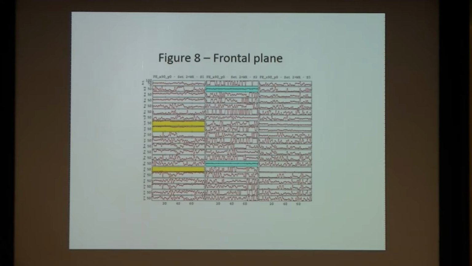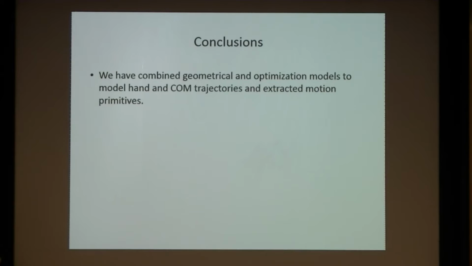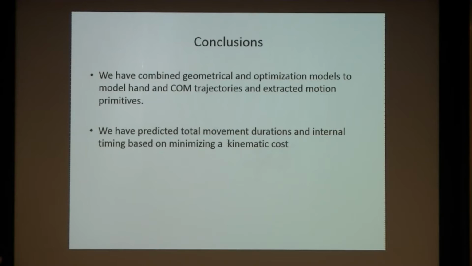So in summary, we combined geometrical and optimization models to model hand and center of mass trajectory for both locomotion and hand. We have predicted the total movement duration and internal timing. Internal timing was predicted by minimizing the cost function.